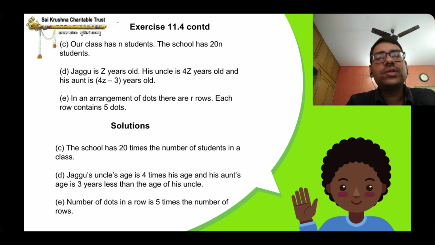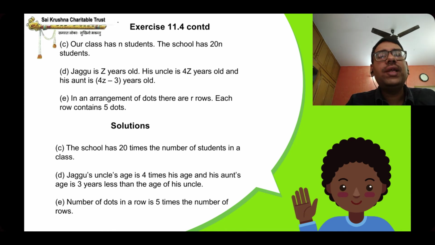Okay. Next question. Jaggu is z years old. How old is Jaggu here? z years old. His uncle is 4z years old and his aunt is 4z minus 3 years old. Jaggu is z years old and uncle is 4z years old, which means 4 times Jaggu's age. 4 into z and 4z are the same. Don't get confused. When into comes, what term do you have to use? Times, right? Uncle is 4 times Jaggu's age, or 4 into z. That is why I am using times.